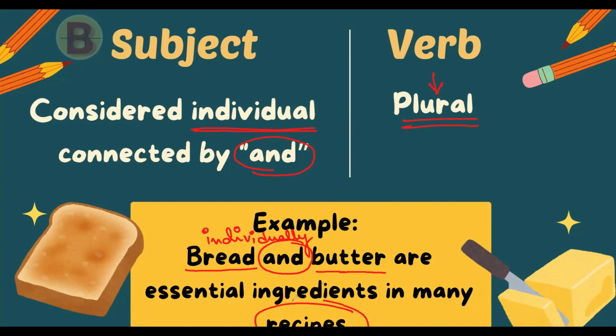How do I know they are considered individually? Because we are saying essential ingredients. So this is also essential, this one is also essential individually. That is why we are using what? A plural verb. So whenever we are using subjects, they are connected by and, but they are considered individually, we are going to use a plural verb.